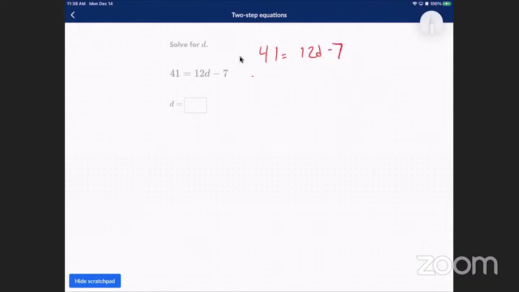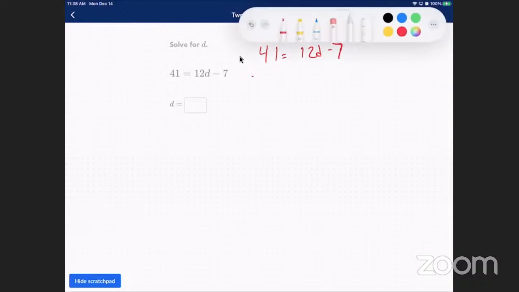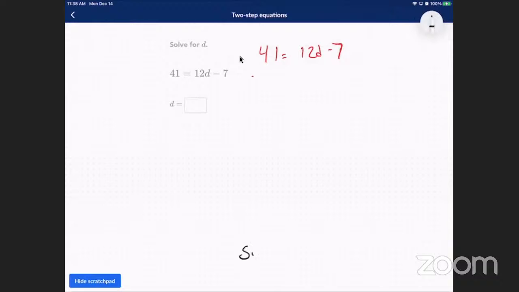And what we're going to do first is try to get this. You want to solve for d. That's the term, that's the way I was taught, and I kind of remember. We're going to solve for d, getting d by itself.